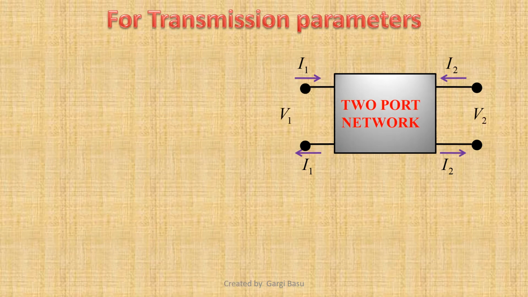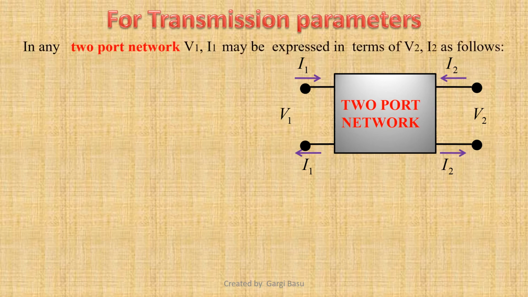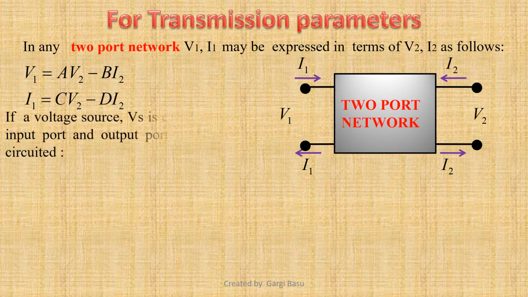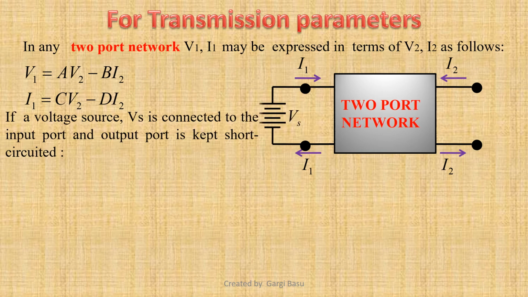Transmission parameters are widely used in the field of power system and telecommunication system. Let us now derive the condition for reciprocity for transmission parameters. When we describe a two-port network using transmission parameters, or simply known as T parameters, we express the input port variables V1 and I1 in terms of output port variables V2 and I2. The linear equations used in this case are V1 equals AV2 minus BI2 and I1 equals CV2 minus DI2.